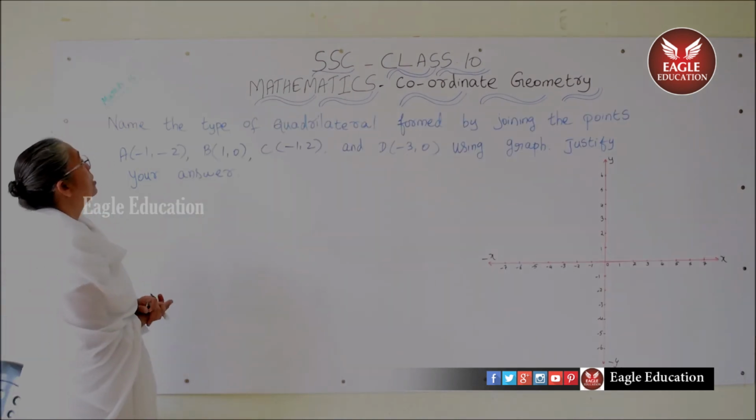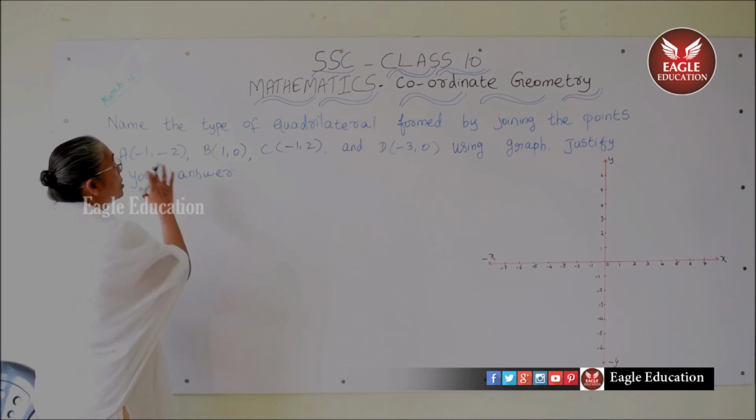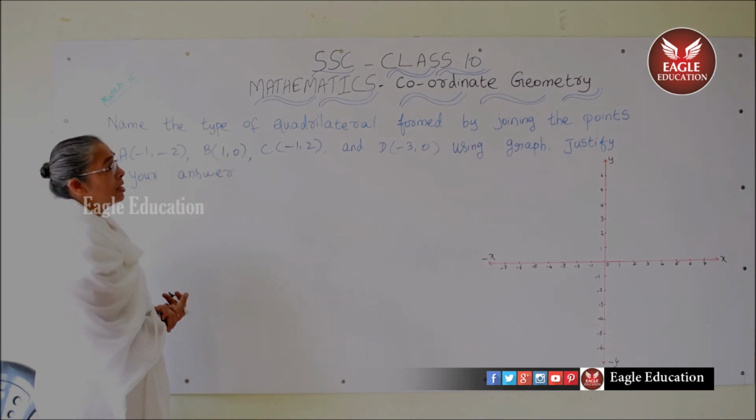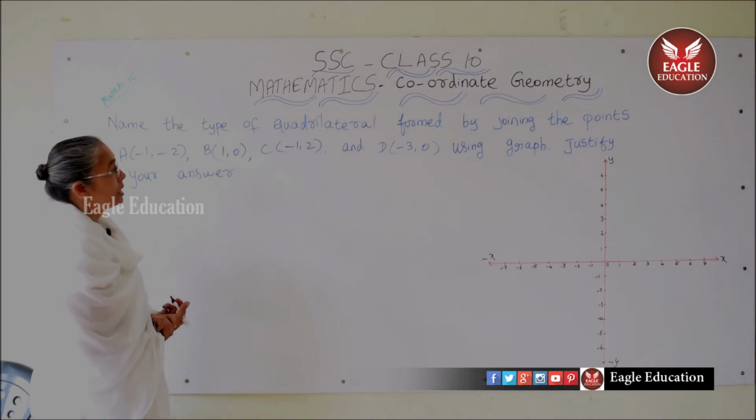Next problem: name the type of quadrilateral formed by joining the points ABCD. Four points are given using a graph. Justify your answer. So first let us mark these points.